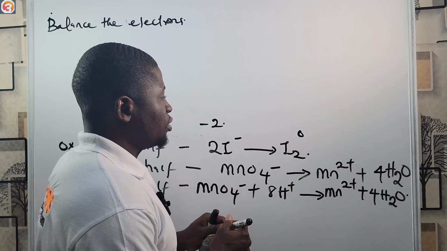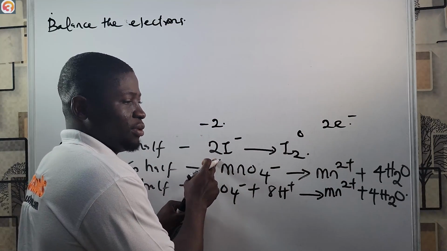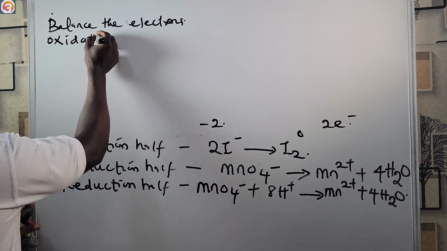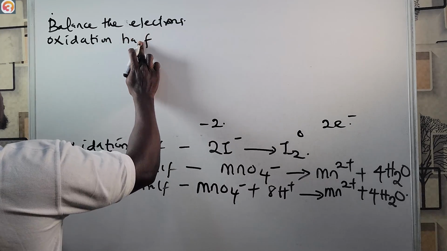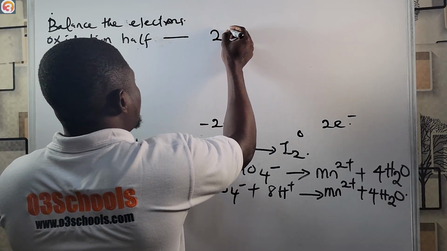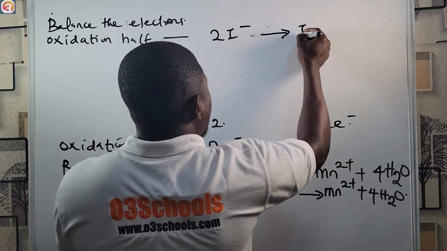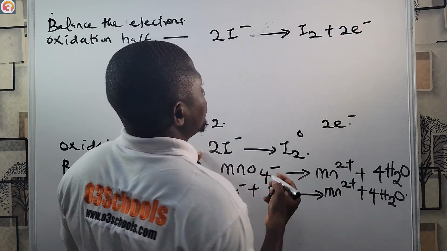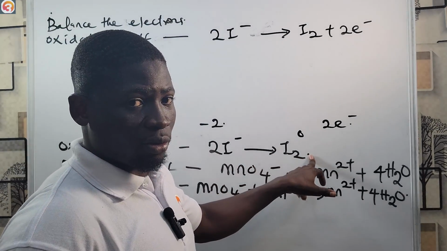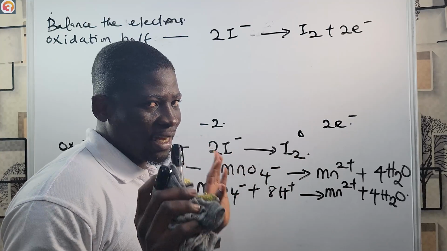So what you simply do is to add 2 electrons because they are minus 2 electrons here. So you balance the oxidation half now. So I'm going to have 2I minus equals I2 plus 2 electrons. Okay, so you are balancing the oxidation half by adding 2 electrons. So here now is minus 2 total charge, yes, minus 2 total charge is now balanced.